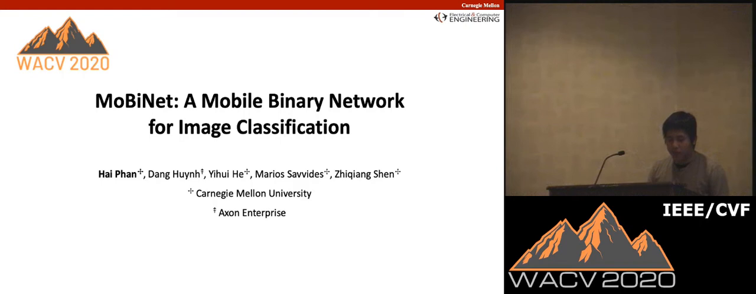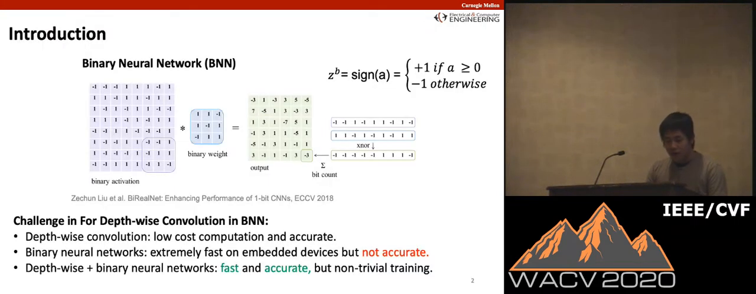Hai Feng from CMU. Today I'd like to present our work, MoBiNet, Mobile Binary Neural Network for Image Classification. MoBiNet and binary neural networks are two recent techniques to construct deep learning models for performing various tasks on the mobile platform. In this paper, we propose the combination of depthwise convolution and the binary neural network, called MoBiNet, to create a more efficient model.